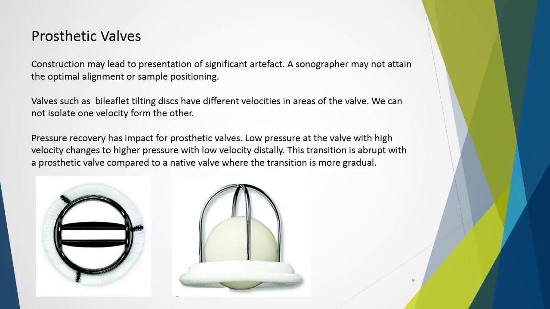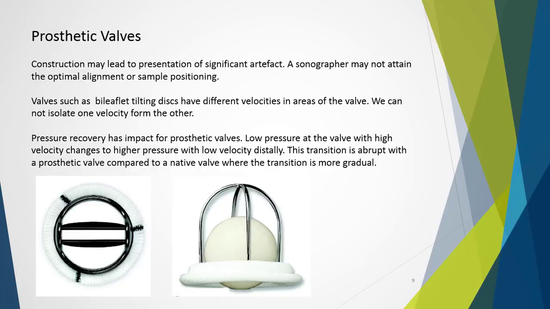Prosthetic valves present challenges in their assessment. Their construction may lead to the presentation of significant artifact, including signal dropout, and thus the sonographer may not attain the optimal velocity, alignment, or sample positioning. Valves such as bileaflet tilting discs have different velocities and areas of the valve. When the valve is open, the orifice between the leaflets is smaller, with higher velocities compared to the flow going over the leaflets, as we can imagine here. Higher velocities here, lower velocities there. Typically, we cannot isolate one velocity from another, so we attain a slightly overestimated average velocity through the valve.